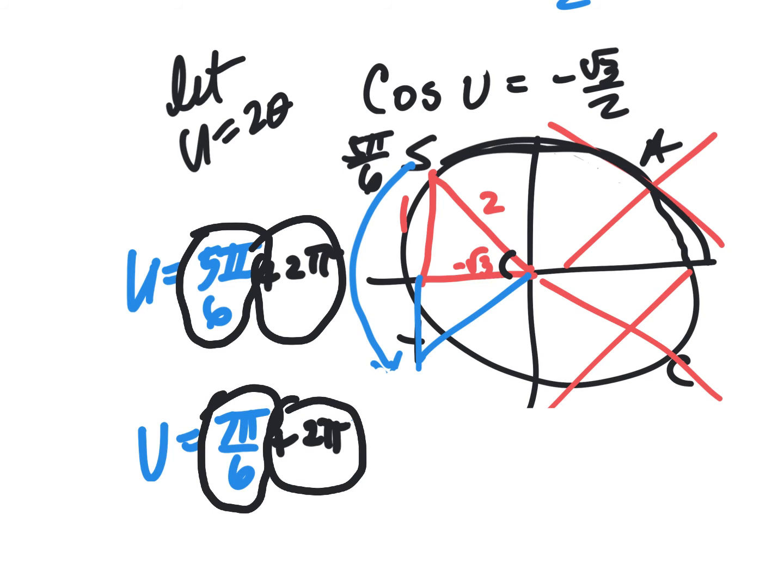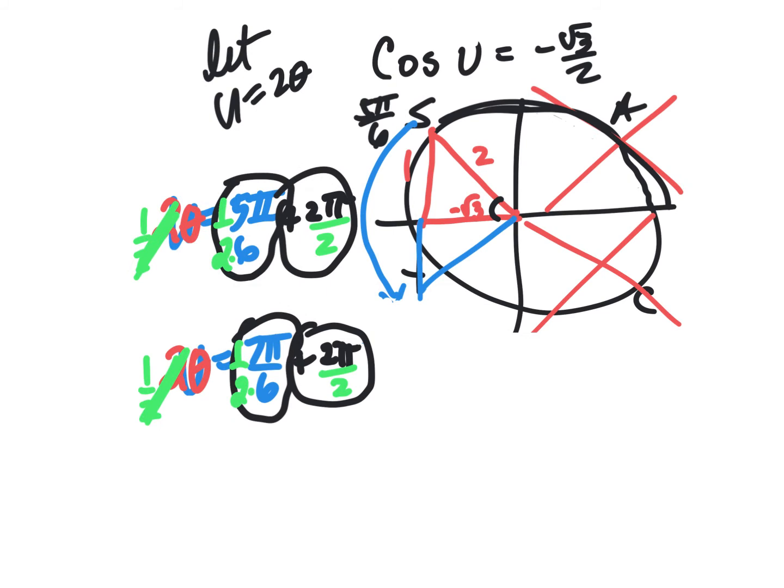Because u equaled 2 theta, so I think most of you knew to go through and put a 2 theta here, right? And then, you remember how to get rid of that 2 in the front, you would then go through and multiply by 1/2. Guess what else has to be multiplied by 1/2? Yes, the 2 pi has to be multiplied by 1/2.